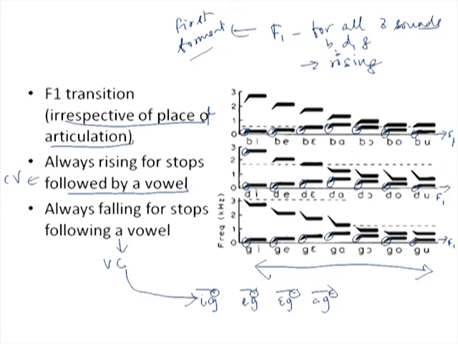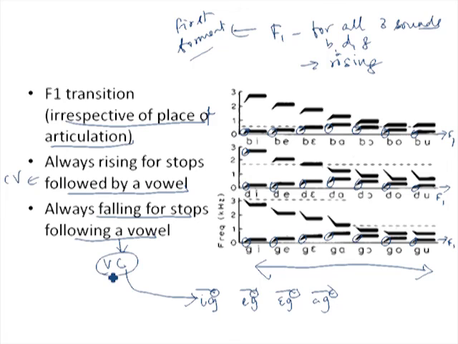The formant transitions are classified as F1 transitions and F2 transitions. We've only talked about the F1 transition so far. With the F1 transition, irrespective of the place of articulation, whether it's a bilabial, a lingua-palatal, or a velar sound, the F1 transition is always rising in a CV combination, meaning when a consonant is followed by a vowel. It's always falling for stops following a vowel, which is what I've drawn here in a VC combination. This is very important because this question is going to be in your midterm. I'm going to ask you: F1 transition is always rising for stops following a vowel. Is that right? No, it's not, because it's always falling for stops following a vowel.